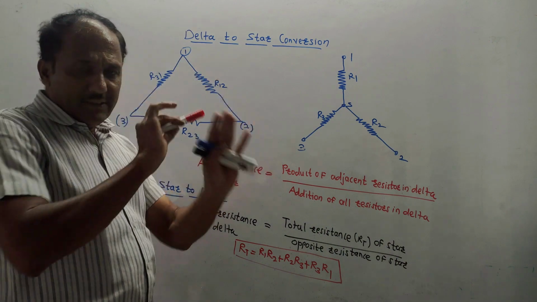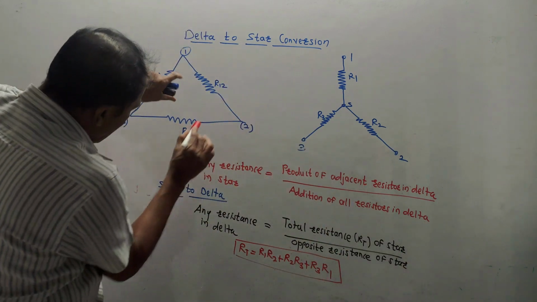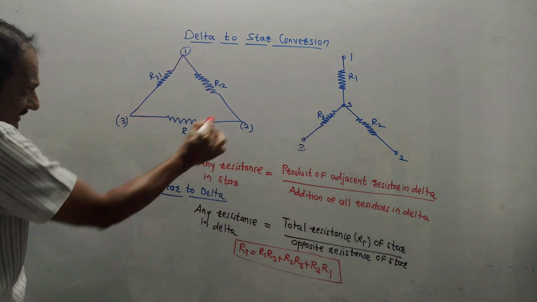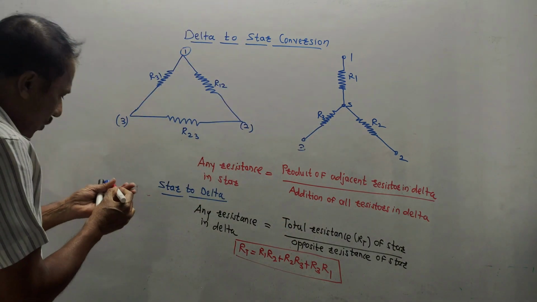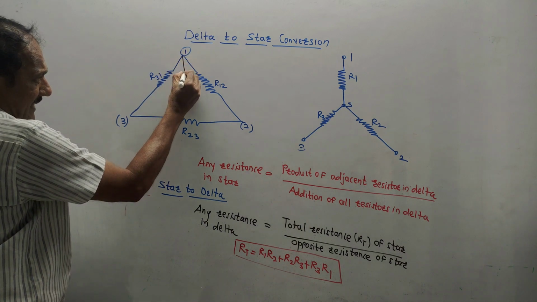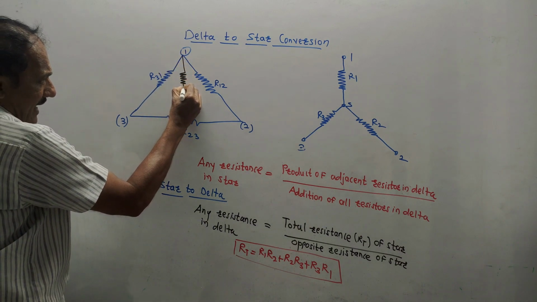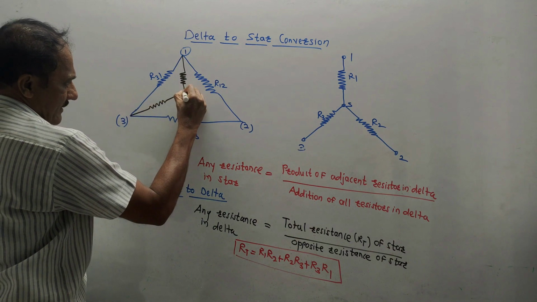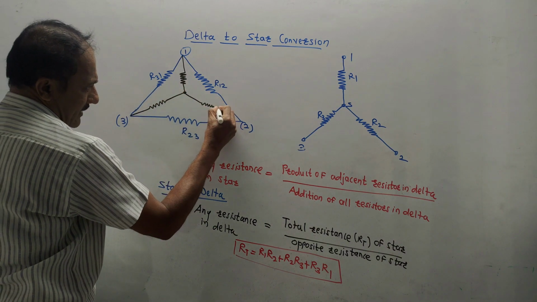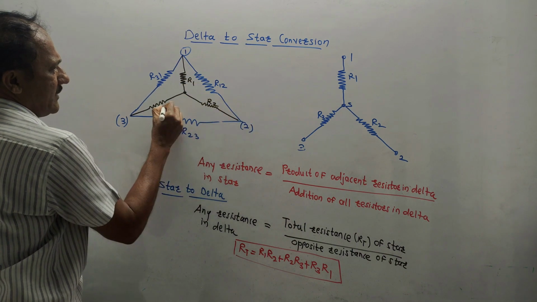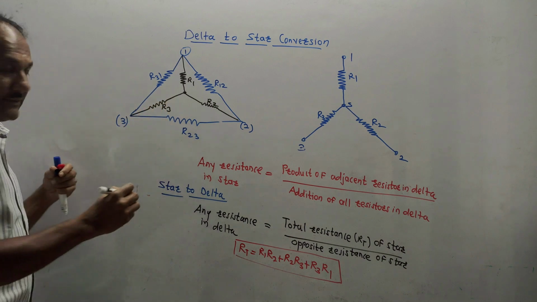Now remember the simple tricks. If you want to convert a delta network into a star network, I want to convert this delta into a star network. So draw the star network inside the given delta network as it is. So I will draw this star network like this. This is the star network. Conventions, strictly follow these conventions which I have shown in the diagram.